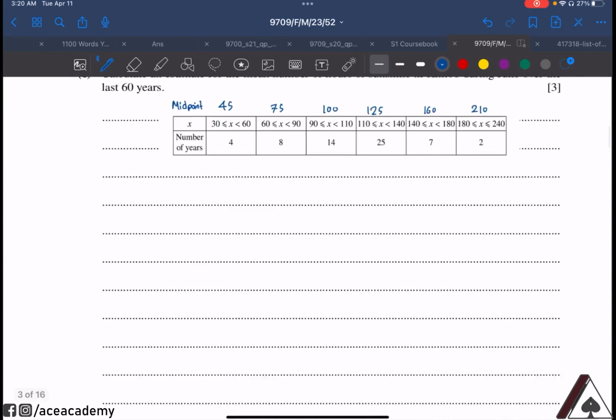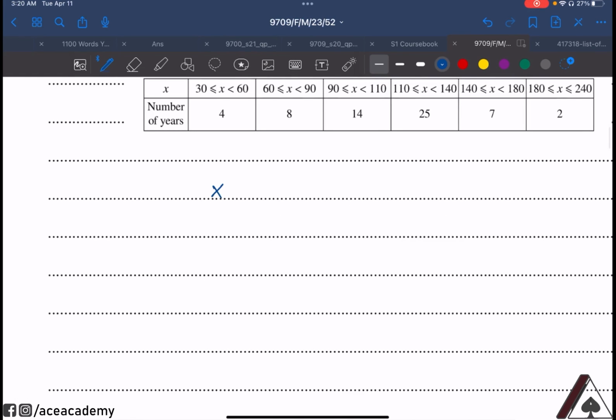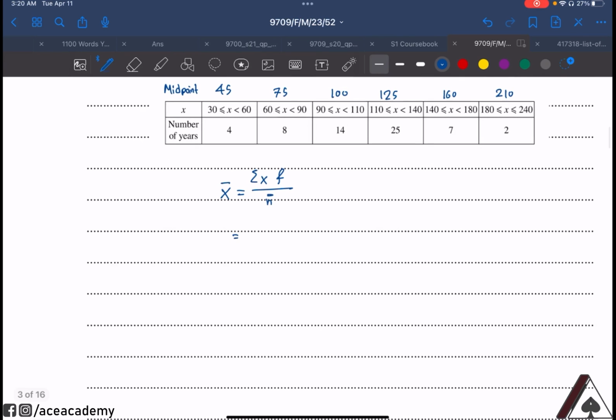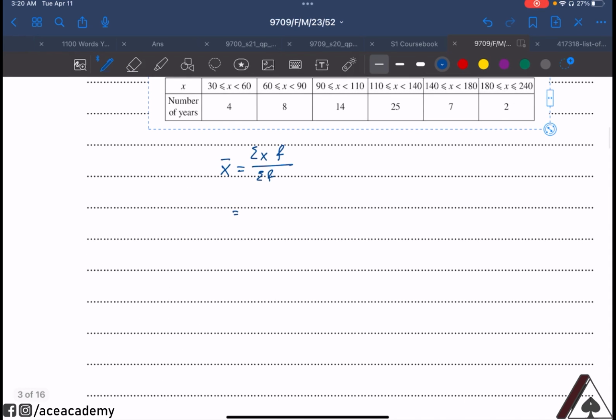All right. So the formula for mean is summation of x into f by summation of f. Okay, so let's do it.